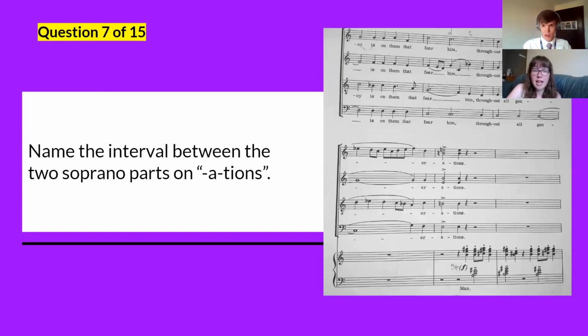Question 7 on the next page. Can you name the interval, so both type and number, between the 2 soprano parts on Asians? So that is that last bar of vocal music. So being circled there. So what is that interval between dec and can?